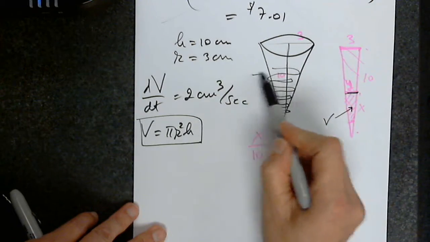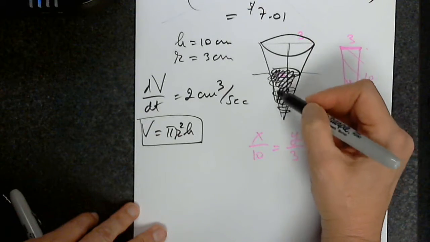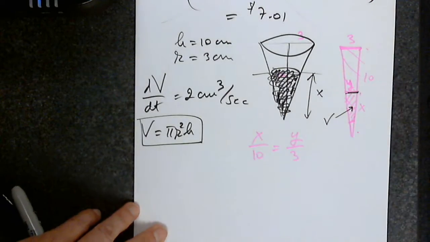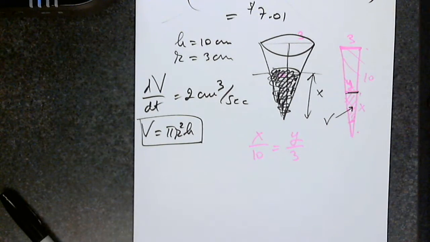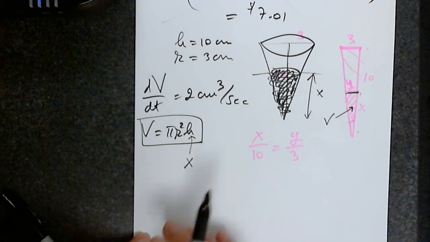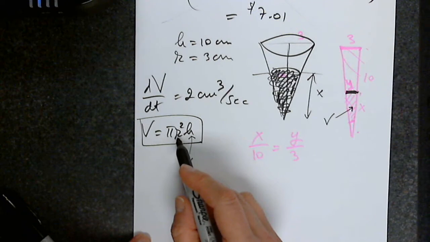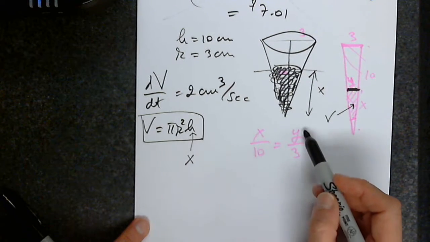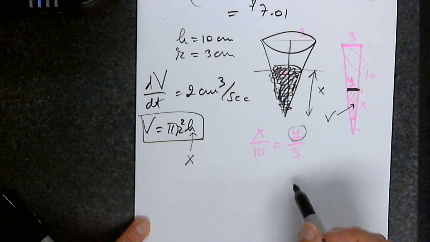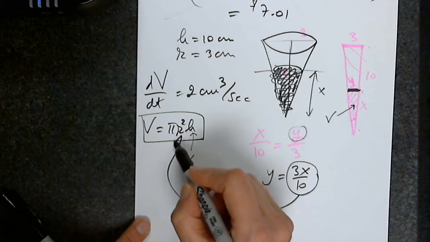I don't know what the height is, but I have to find a formula for the volume of water at a particular height that I do not know. Obviously the height of this is x. But I have to find the relationship for y, because I cannot put y in here instead of the radius. So here's the radius. I have to cross multiply, and I have that y equals 3x over 10. And this is what I need for the radius.